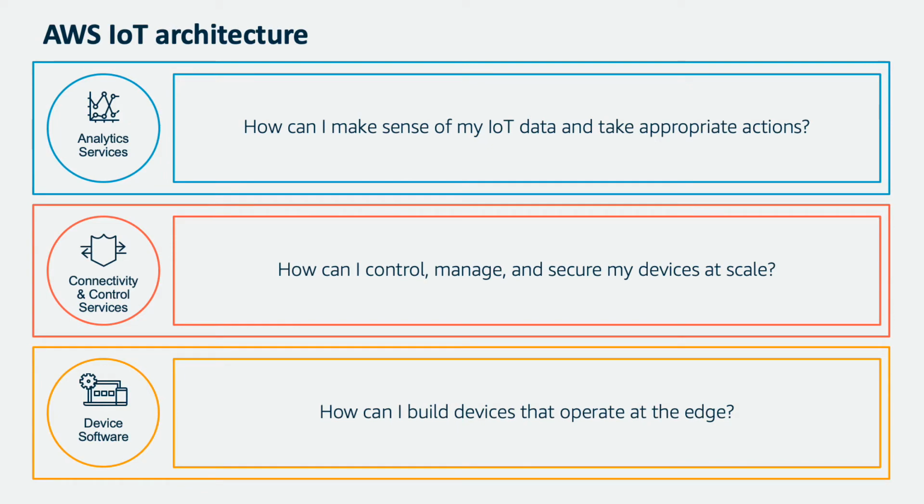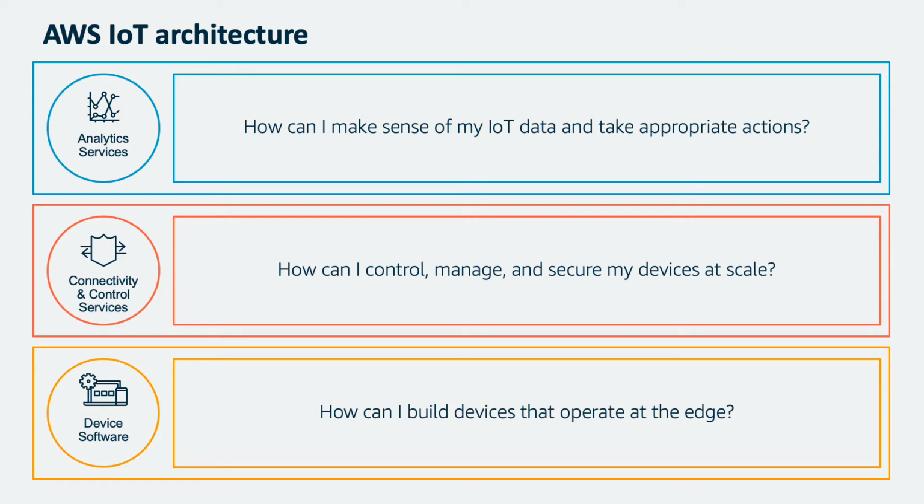And there's kind of three key areas that we're going to talk about a little bit later. In the next slide, you're going to see the IoT virtuous cycle. But under the AWS IoT architecture, you see three areas of focus: device software, connected and control services, and analytics services. It's when you start to leverage all three of these, particularly for IoT use cases, that you start to get the greatest amount of insights.